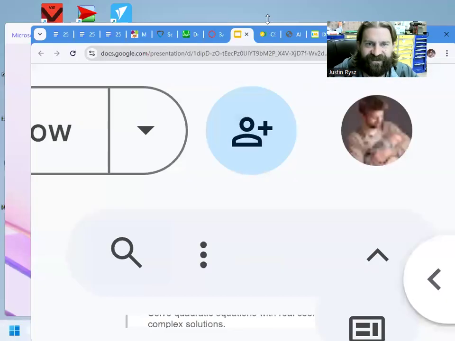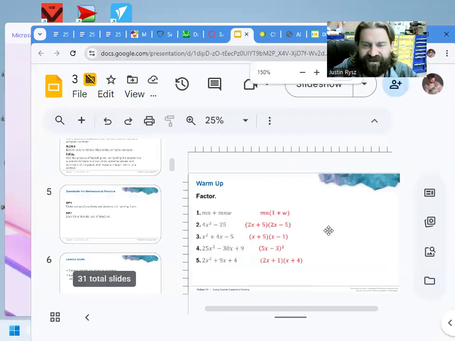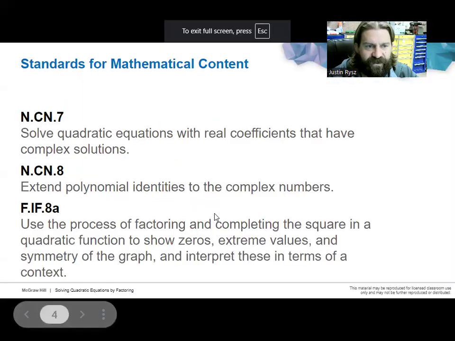Let me go back here. Oh my God, how zoomed in is everything. That's why it wasn't working. There we go.